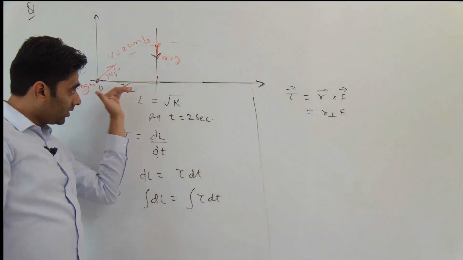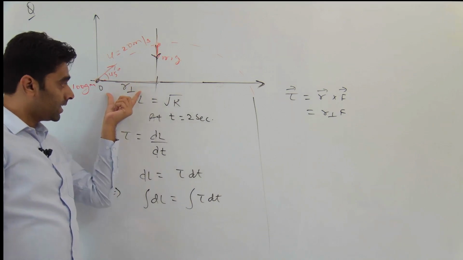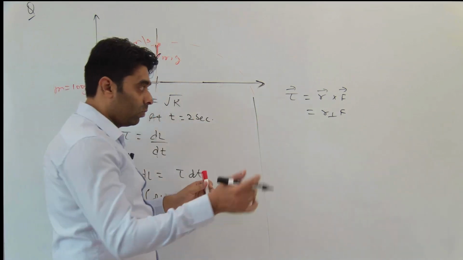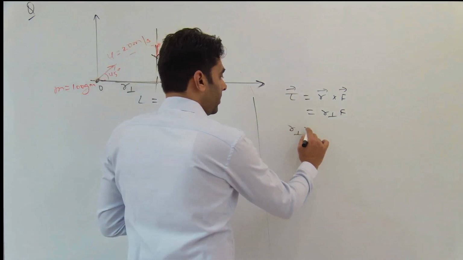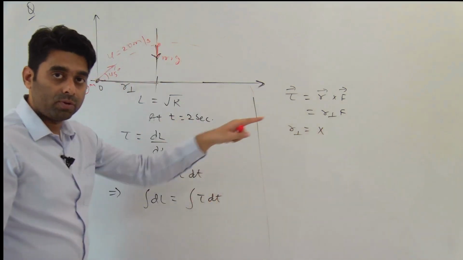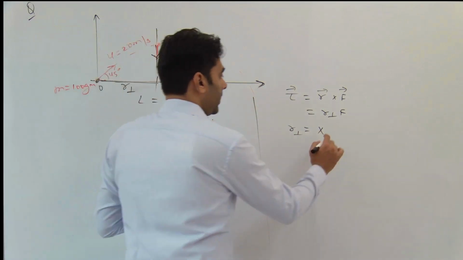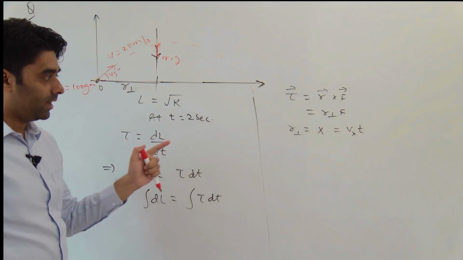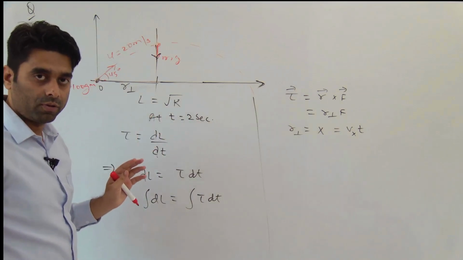What is changing is the distance, continuously, and that distance at any time t can be given as the distance traveled in x direction. How much is the distance traveled in x direction? R perpendicular, which is your x. In projectile motion, the distance traveled in x direction can be written as Vx into t, velocity in x into t, because in x direction it is uniform motion, right?